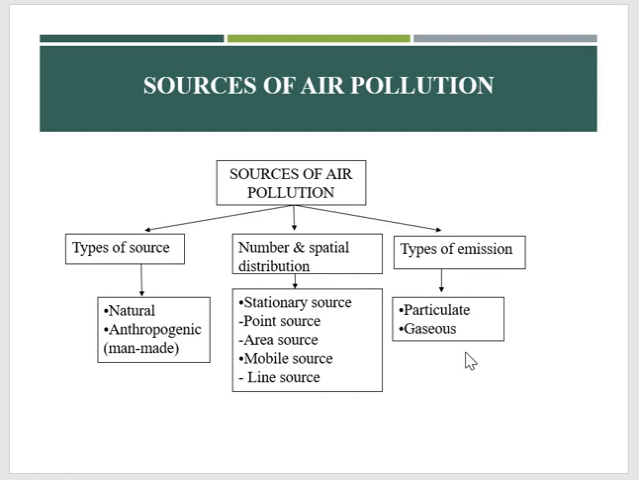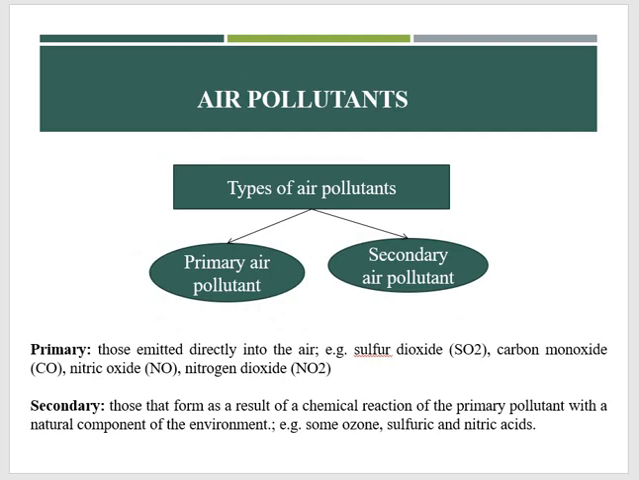Then the second one is gaseous. It includes carbon monoxide, then nitrogen oxides, sulfur oxides, which are inorganic, then methane, organic methane, etc. So these are the main classifications of air pollution. Now moving on to the types of air pollutants. There are basically two types of air pollutants. One is primary air pollutant and the second one is secondary air pollutant.